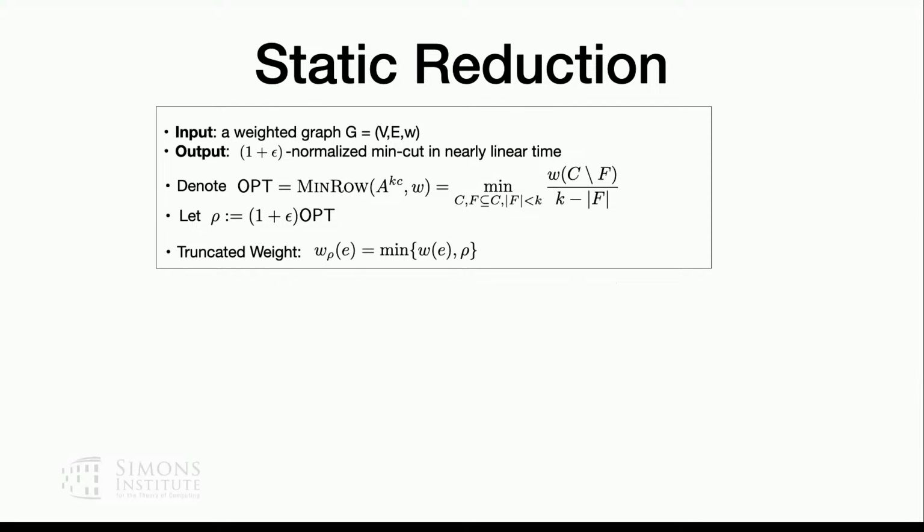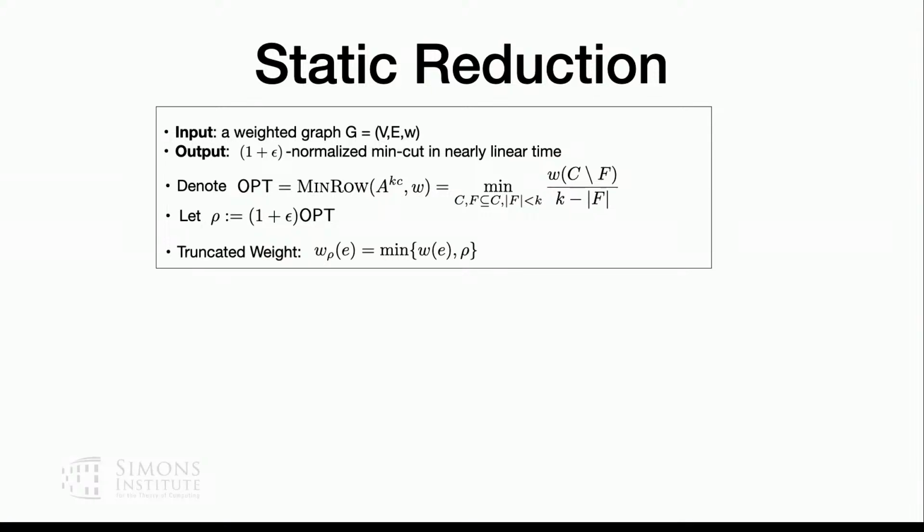Now I will explain how to do this, and I feel like it's a very simple trick. Let's focus on the following problem. I have a weighted graph, and I want to output this normalized min cut in near linear time, with a one plus epsilon approximation. Let's set some notation. First, denote that opt is the optimal value of this min row, the normalized min cut problem. Now let's say we can guess the value of opt up to 1 plus epsilon. Let row be the guess value that is exactly 1 plus epsilon times opt.